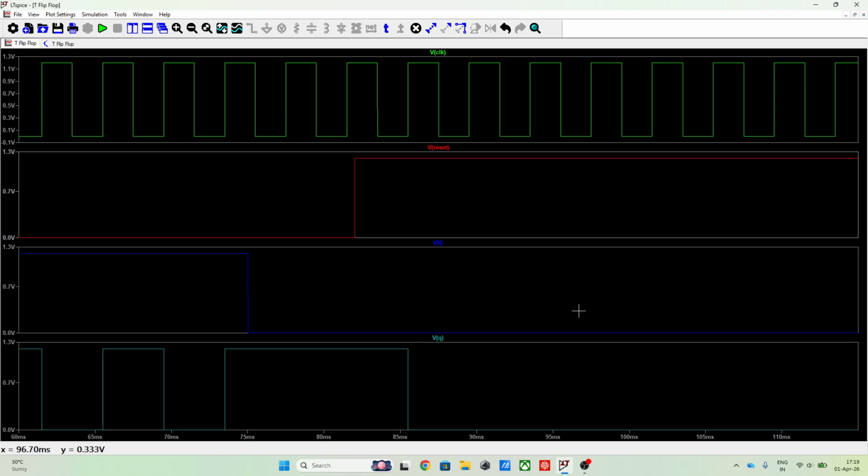And you can see that input T is 0 and reset is active. So output is still changing to 0. That means reset has the higher priority. So we have seen the working of a positive edge triggered T flip-flop with synchronous active high reset.